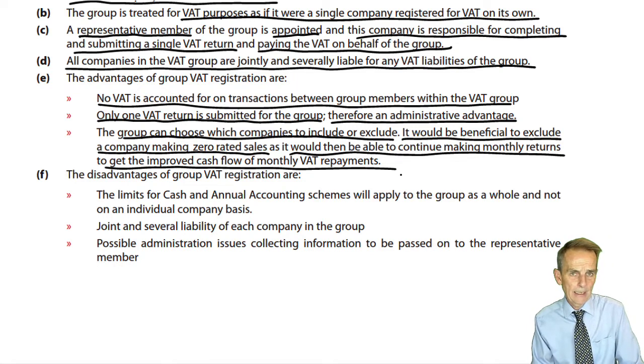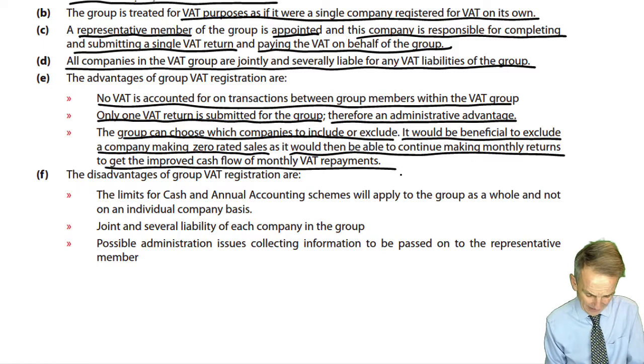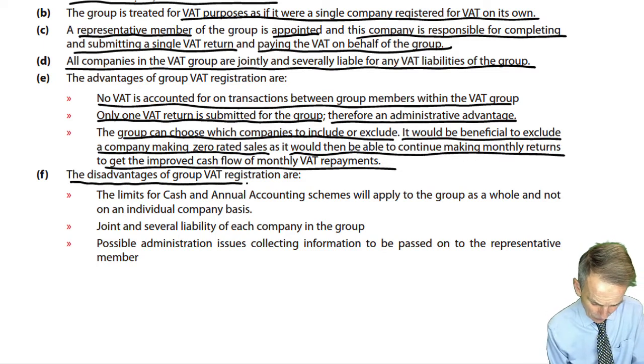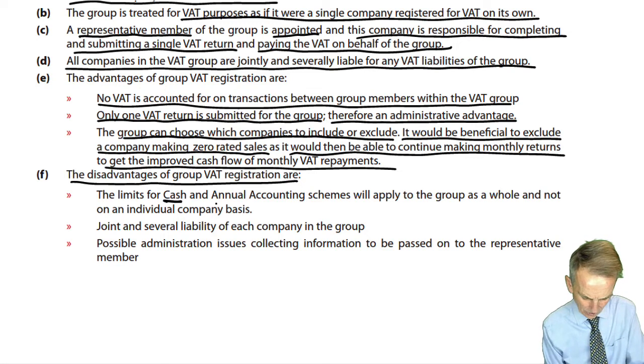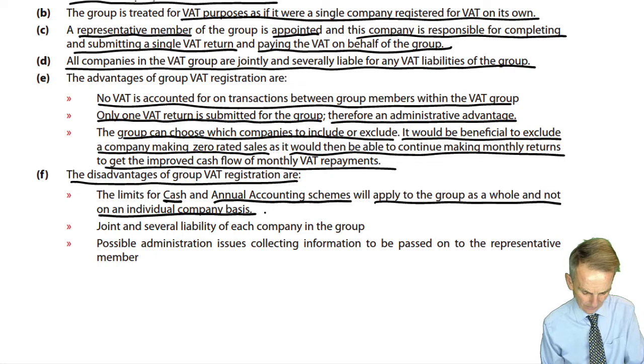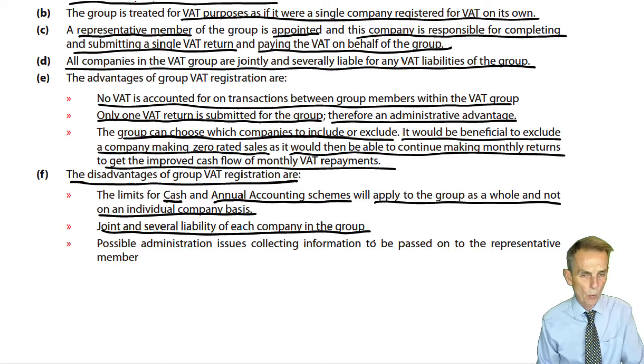It isn't all plain sailing. It isn't always one way of being, this is a good idea, let's do it. And therefore, there are some disadvantages of group VAT registration. They are that the limits for both cash and annual accounting schemes that we saw earlier will apply to the group as a whole and not on an individual company basis. As we've already said, joint and several liability of each company in the group will exist. So if the representative member can't pay, the other members of that group VAT registration are liable.